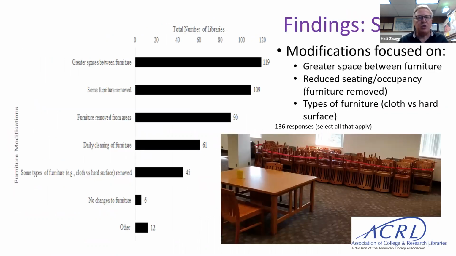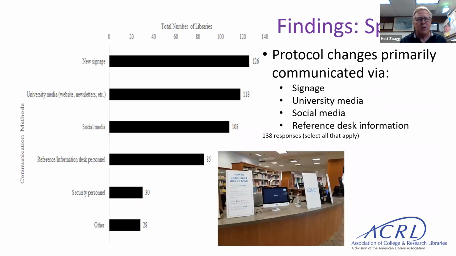We asked what modifications were made to furniture. There was greater space put between furniture and reduced occupancy. You can see for the example here with the desk, the table that would normally hold 4 chairs was down to 2, and they were kitty corner from each other. Some furniture was removed, and some types of furniture were removed. In some institutions, they indicated that they took out the cloth furniture versus the hard surfaces because the cloth was harder to clean and sanitize than the hard surface furniture.